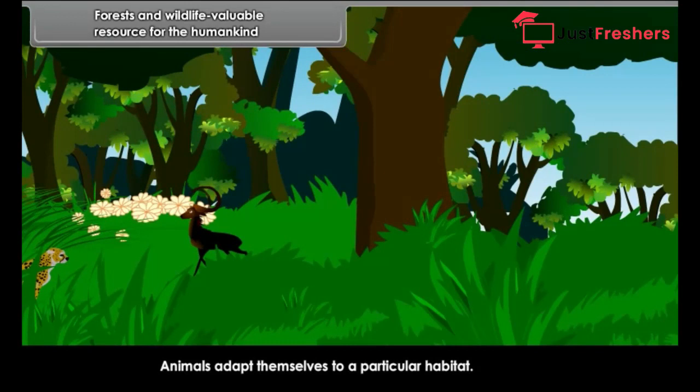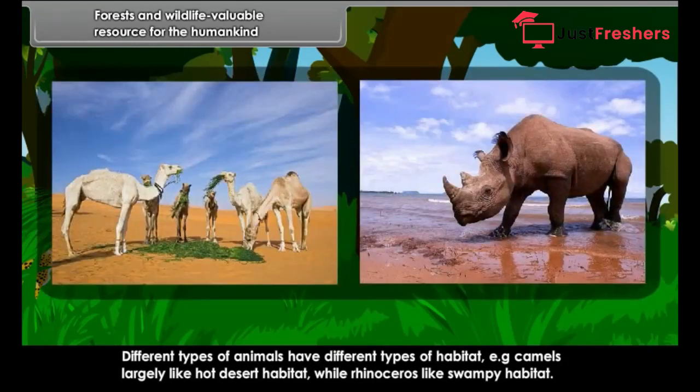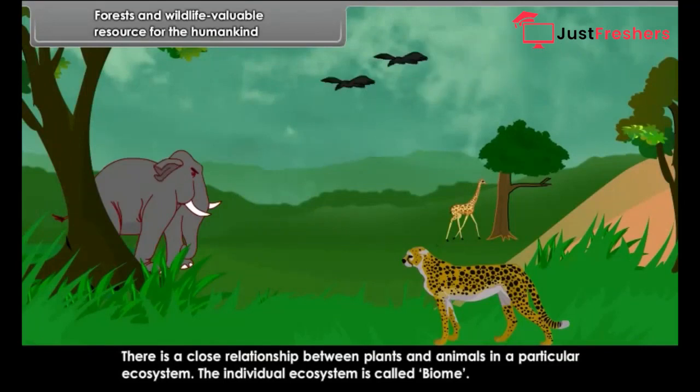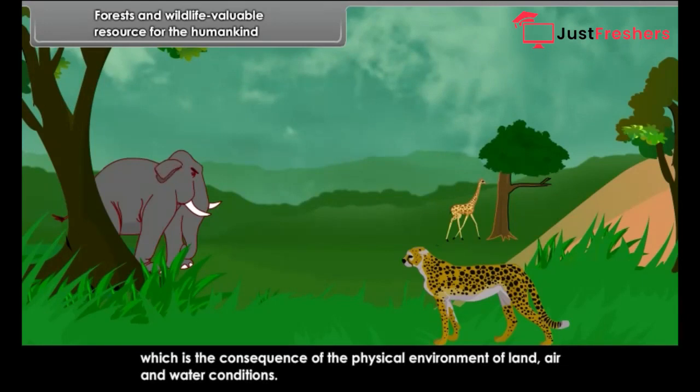Animals adapt themselves to a particular habitat. Different types of animals have different types of habitat. For example, camels largely like hot desert habitat, while rhinoceros like swampy habitat. There is a close relationship between plants and animals in a particular ecosystem. The individual ecosystem is called biome. Each biome has a distinctive type of vegetation and animal life which is the consequence of the physical environment of land, air and water conditions.